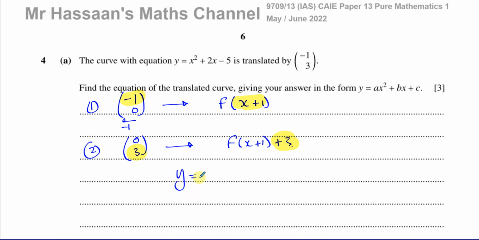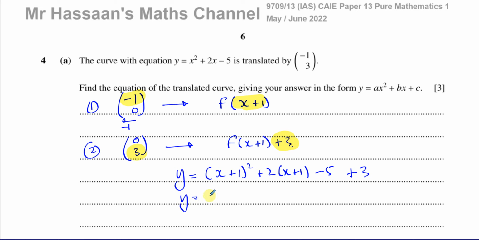So in the graph, we have to replace the x with x plus 1. So we'll have y equals, instead of x squared, x plus 1 squared, plus 2 times, instead of x, x plus 1, minus 5, and then we have to add 3 to the whole function. So this will be the equation of the new curve, but we want to write it in this form, so we have to expand and simplify.